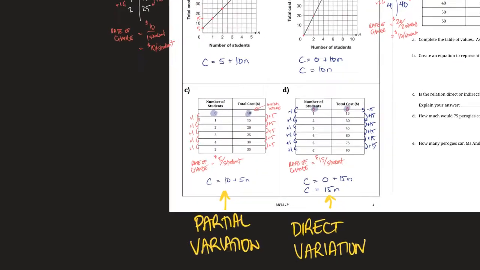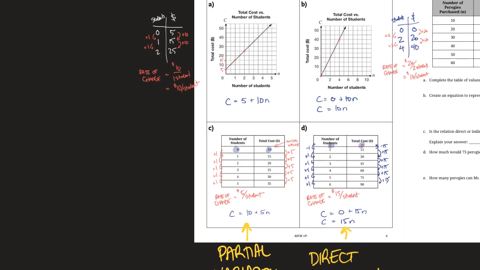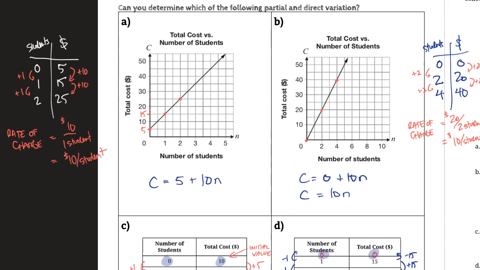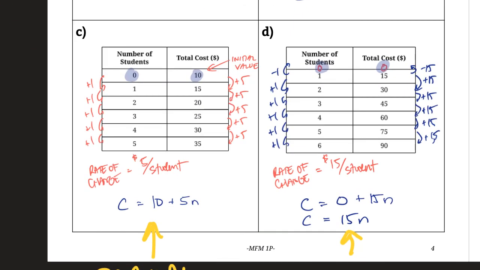So the key difference is, again, just to go over it one more time. For partial variation, it doesn't start at 0, so the graph isn't going to start at 0. For a direct variation, it does. For an equation, a partial variation has an initial value. A direct variation does not. It's 0. And lastly, from a table, if you find the initial value, it's going to be something other than 0 in a partial variation, and it's going to be 0 in a direct variation. But you always got to remember, if you're not given the value at 0, you got to find it yourself before you can determine if it's partial or direct.